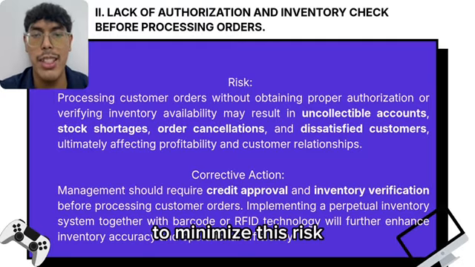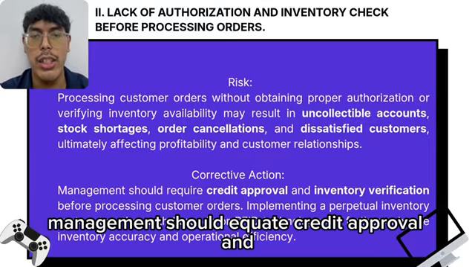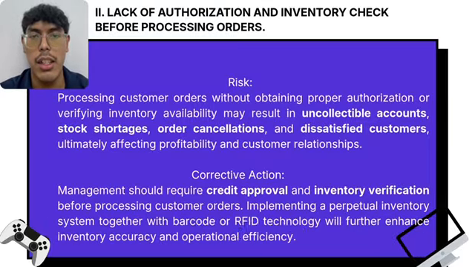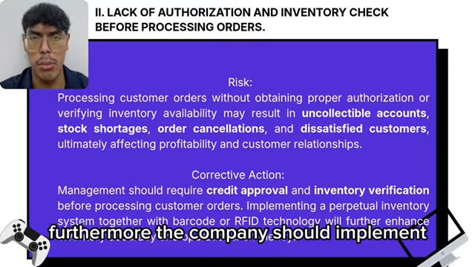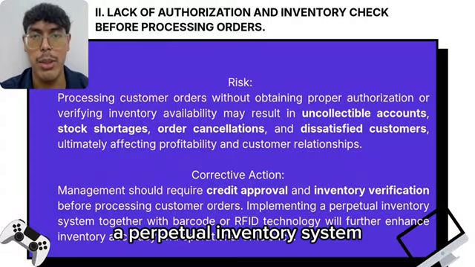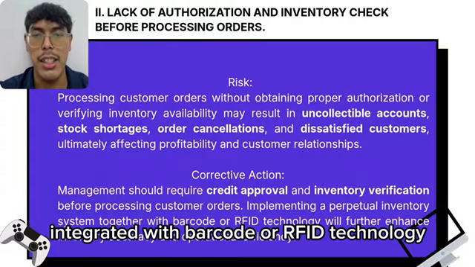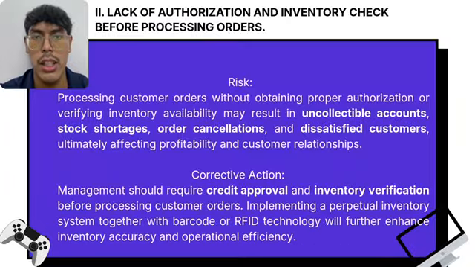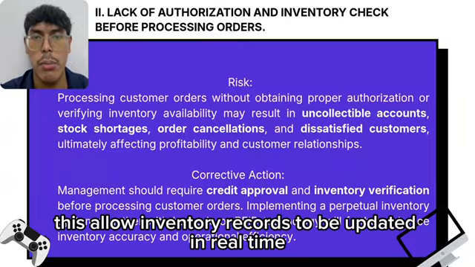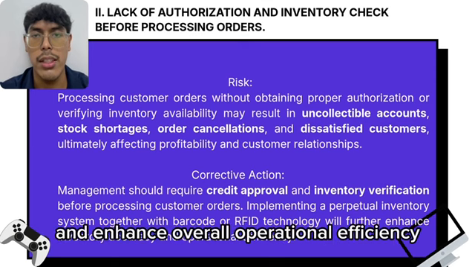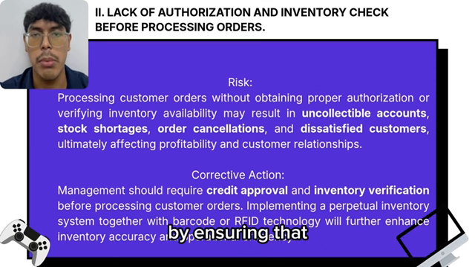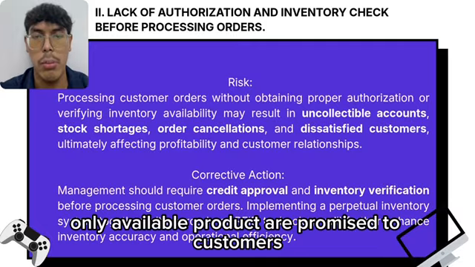To minimize this risk, management should require credit approval and verify inventory availability before any customer order is processed. Furthermore, the company should implement a perpetual inventory system integrated with barcode or RFID technology. This allows inventory records to be updated in real time, improves inventory accuracy, and enhances overall operational efficiency by ensuring that only available products are promised to customers.